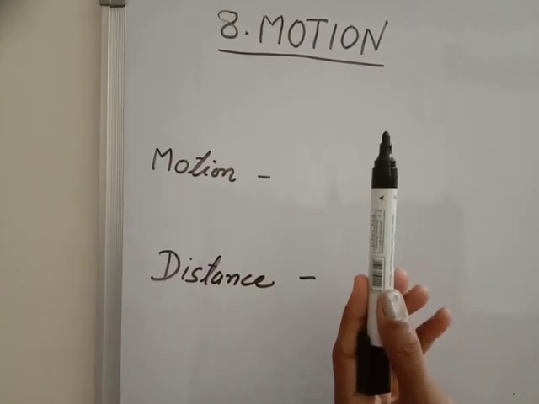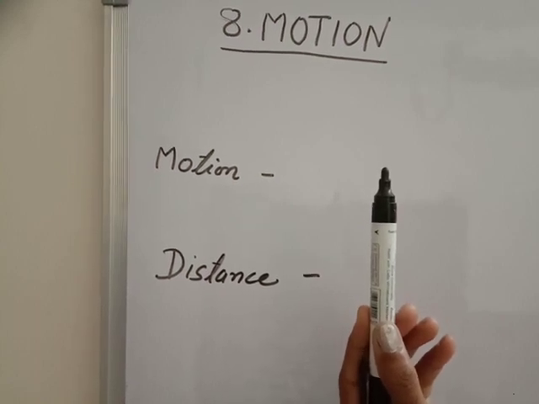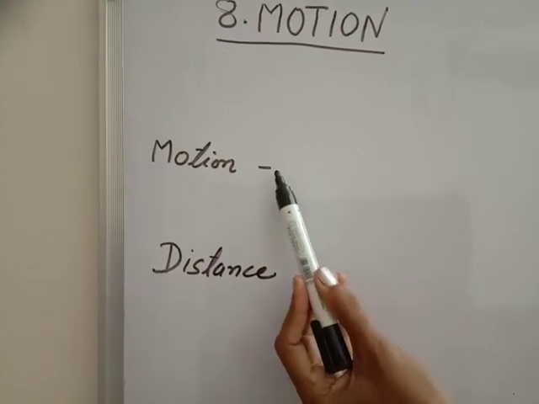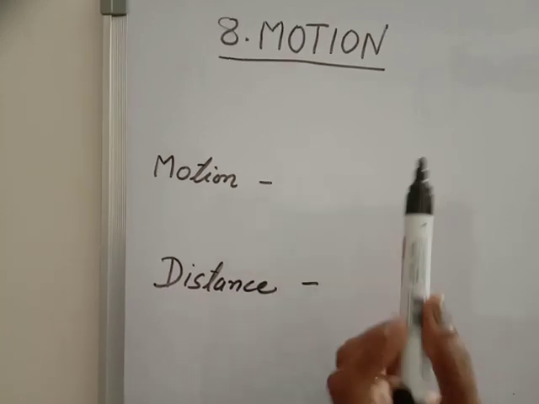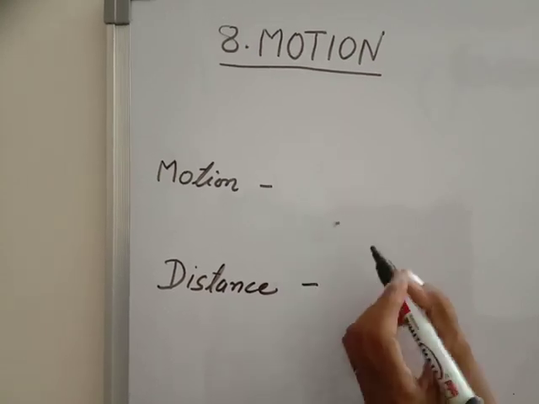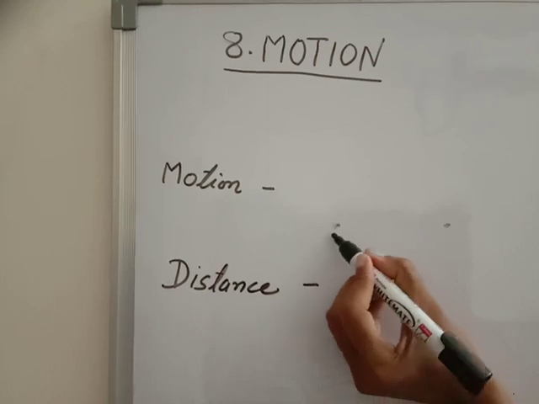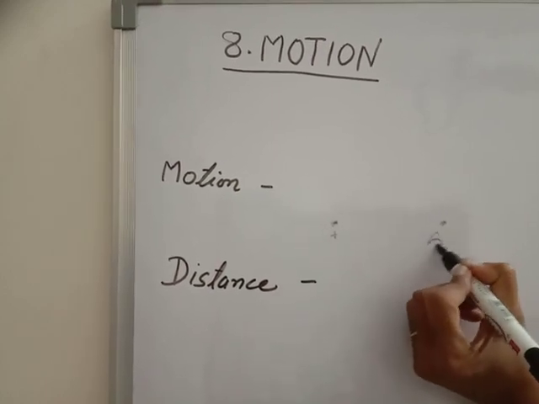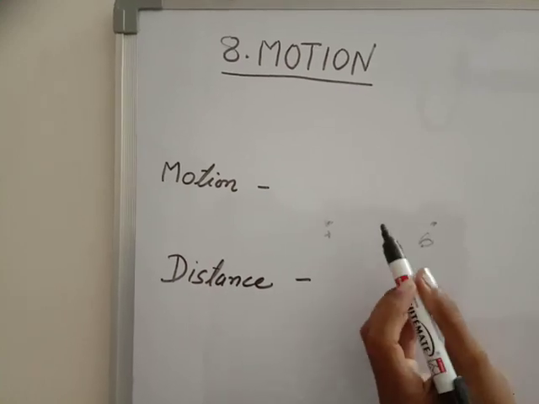Here, suppose I keep the pen like this. Now here the pen is at rest. So what is motion? An object is said to be in motion when it changes its position. For example, at 1 o'clock the object is here. And after some time the object is here. So its position changes from this point to this point. So this is known, then we say that the object is in motion.